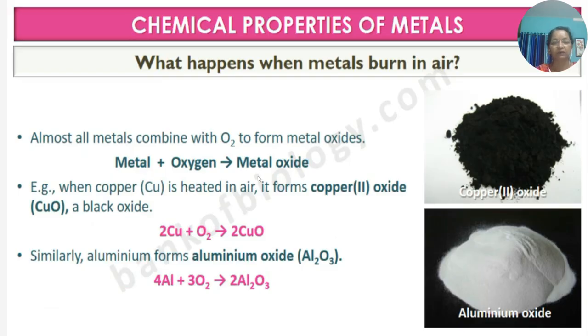Metal plus oxygen gives metal oxides. Copper, when heated in air, forms copper oxide, a black coating on the surface of the metal. Similarly, aluminium forms aluminium oxide. So metals on reaction with oxygen form metal oxides. If they are not burning, they can still combine with oxygen. Even without burning, they'll change into the corresponding oxides.